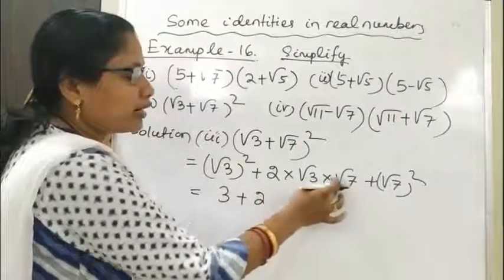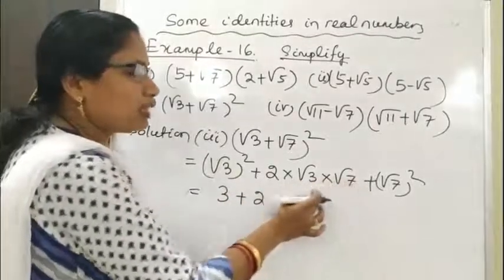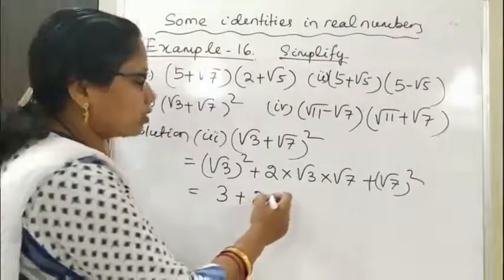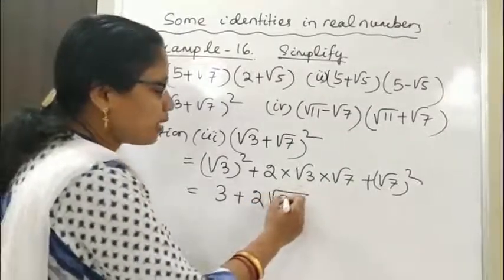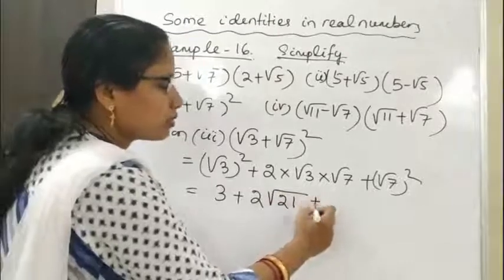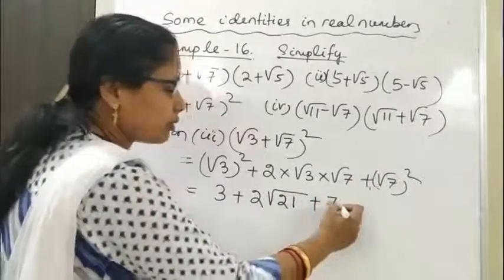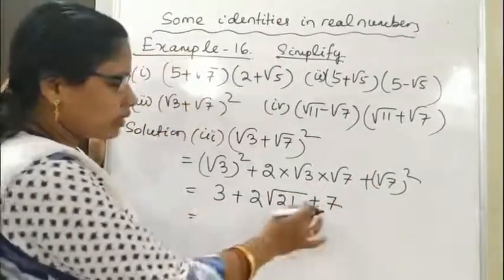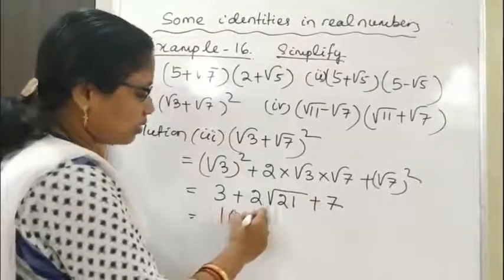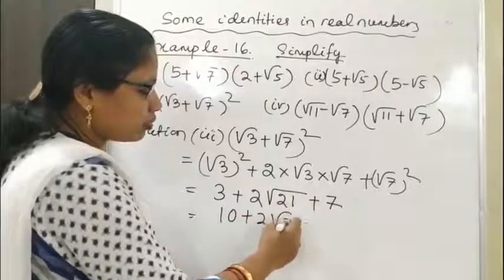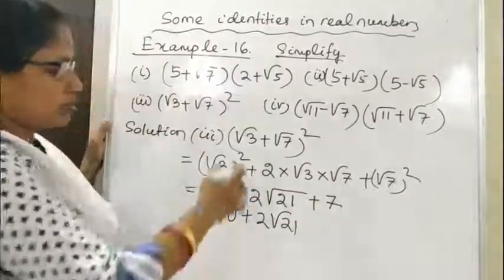Here we will use the identity root A multiplied with root B is equal to root over AB. So 2 multiplied with root over 21, plus root 7 whole square is 7. So we can add 3 plus 7, that is 10, plus 2 root 21. So this is the answer.